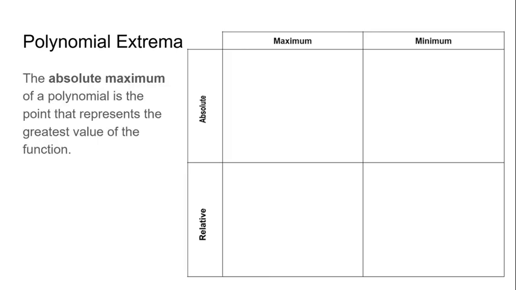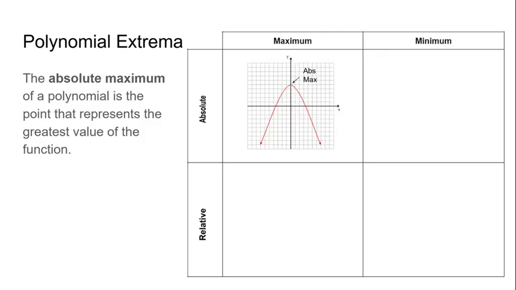The absolute maximum of a polynomial is the point that represents the greatest value of the function. In other words, for any input, what's the greatest output I can get? And we can visualize that with an upside down parabola where there's one point that's greater than any others, one output value that's greater than any others.